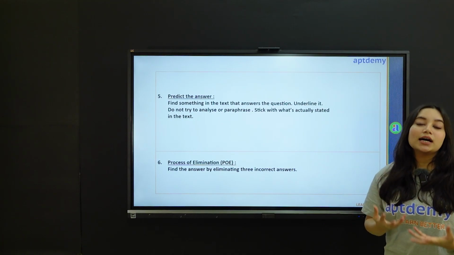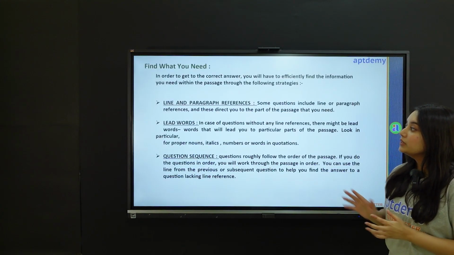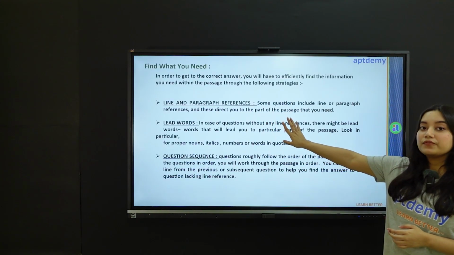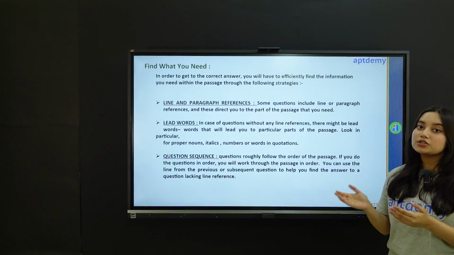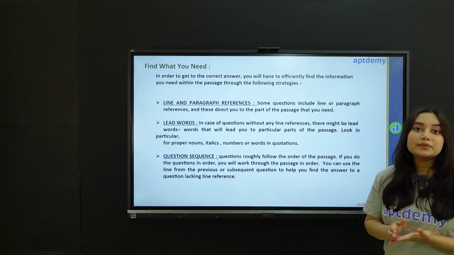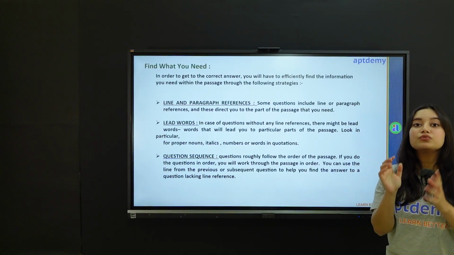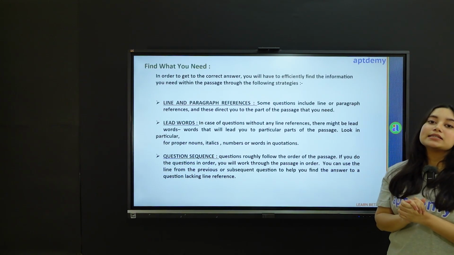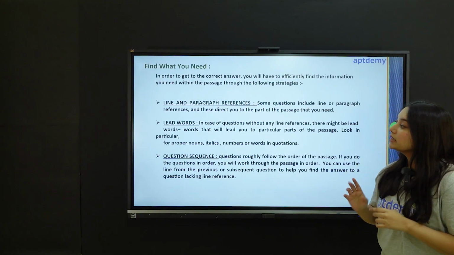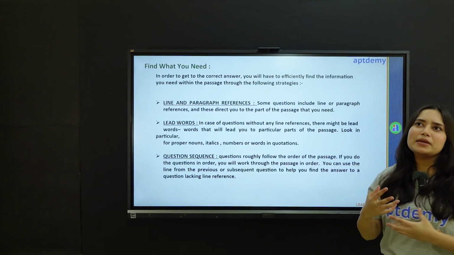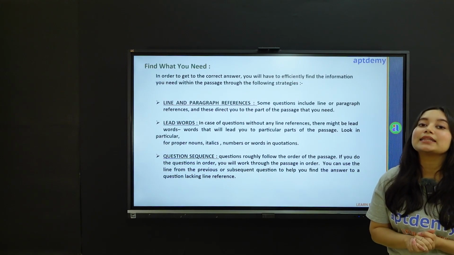Now when I say correct answer, you need to keep 3 things in mind when you're choosing the correct answer. You need to look at the line and paragraph references. So you need to read the questions and look at what line or what sentence reference has been asked, and you need to go back to the paragraph and underline it so you know what it is saying. And in cases where there is no line reference given, there will be some vital words. There will be some lead words, maybe a proper noun, maybe a numerical, maybe written in italics. You need to underline that as well.